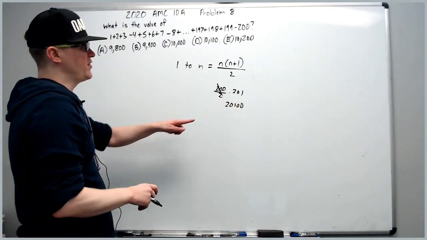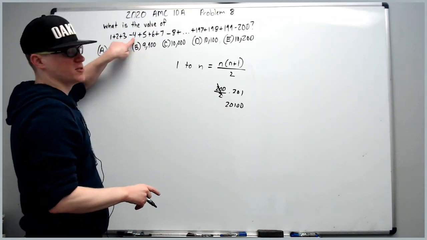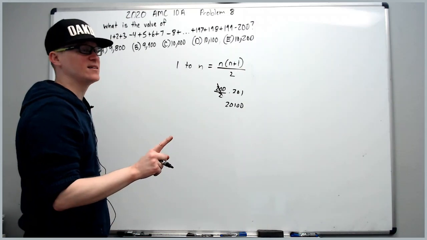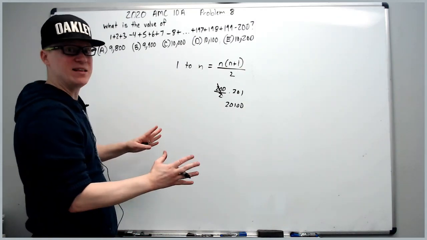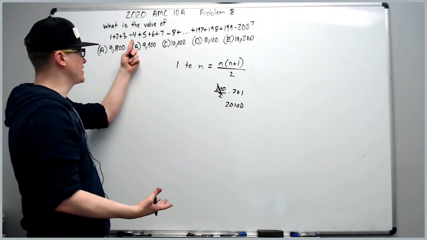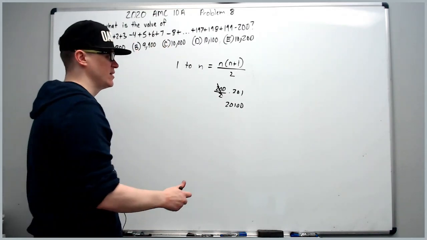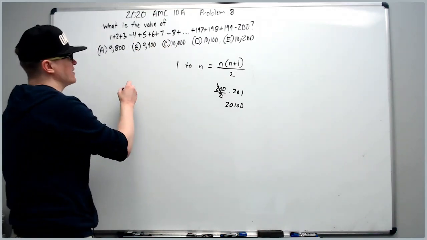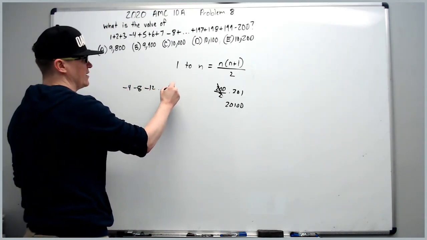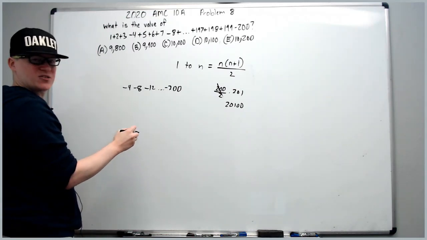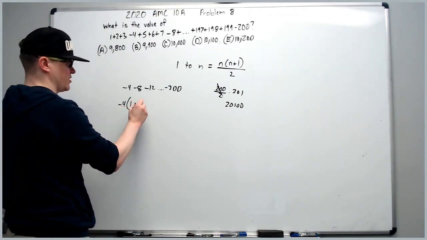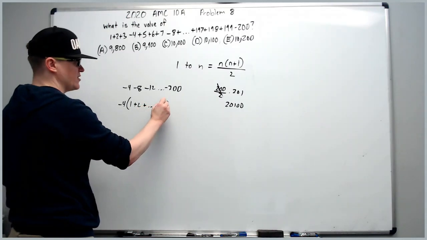Now, the thing is, though, I don't want the multiples of 4 in there. So we have to subtract them once to get back to not having them, and then we have to subtract them a second time because they're actually negative values. So you want to subtract 4, 8, 12, all the way to 200. Just factor out the 4. And you'll get -4 times 1 plus 2 plus all the way to 50.